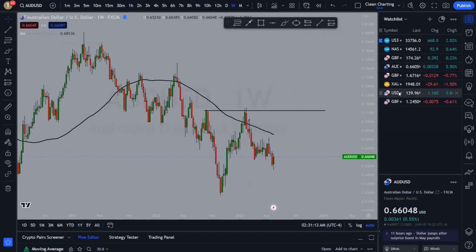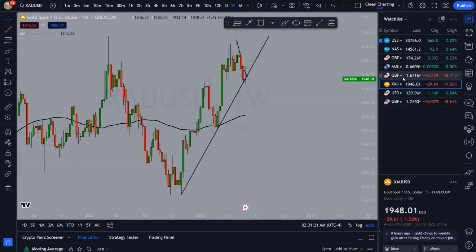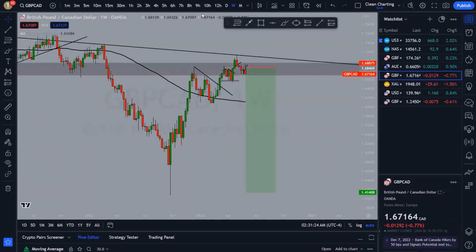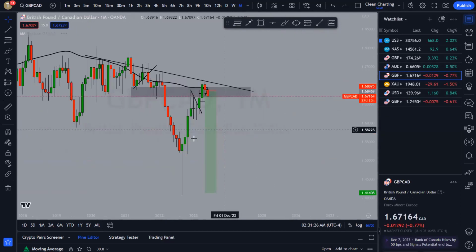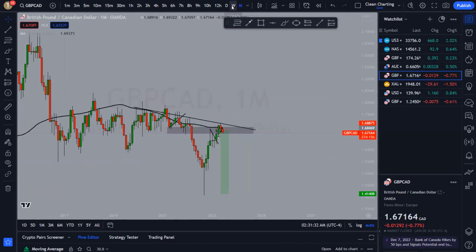Those are the main pairs that I do look at and trade. Yeah, that's pretty much it. All these are my different, my little things that I mess with now and then. Like GBP CAD. GBP CAD is going to make a new lower low on higher time frame. Definitely monthly. I'm using a monthly time frame to analyze this.